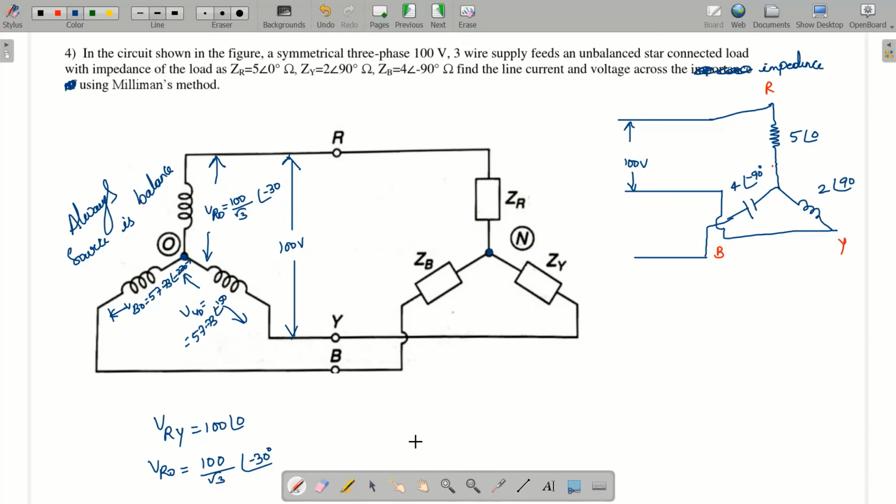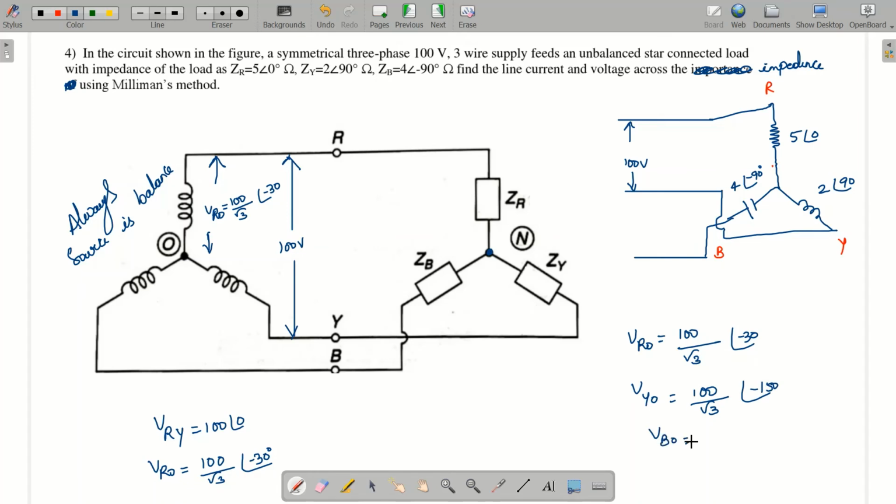Is it clear? We will write clearly here. Just understand this VRO, then we can get anything. So what can we write? VRO equal to 100 by root 3 at an angle of minus 30. VYO equal to 100 by root 3 at an angle of minus 30 minus 120, which is minus 150. VBO equal to 100 by root 3, which is 57.73 at an angle of minus 270.